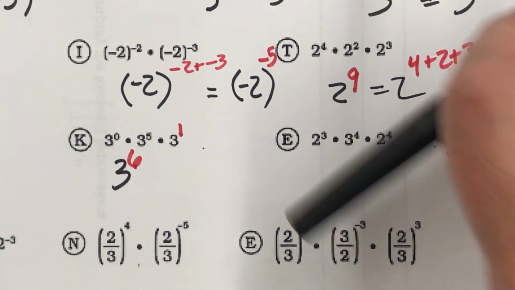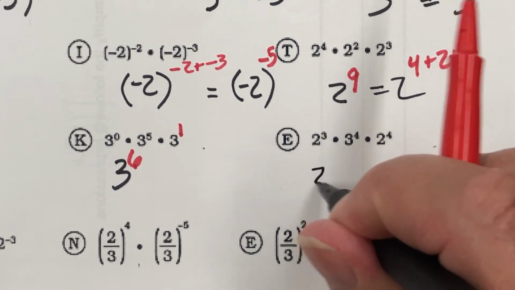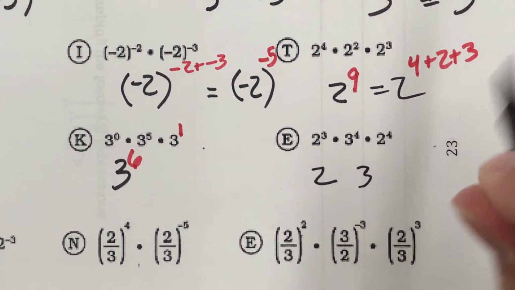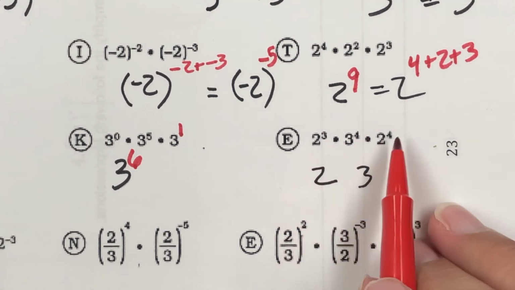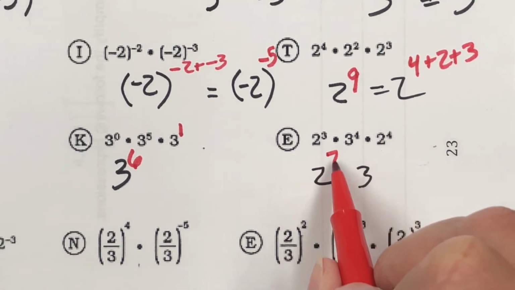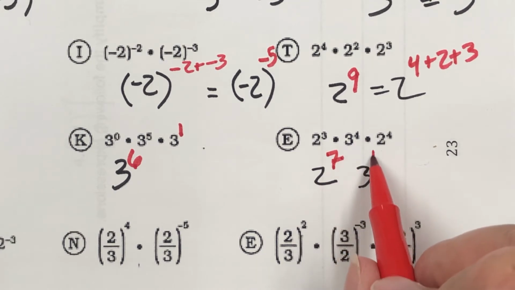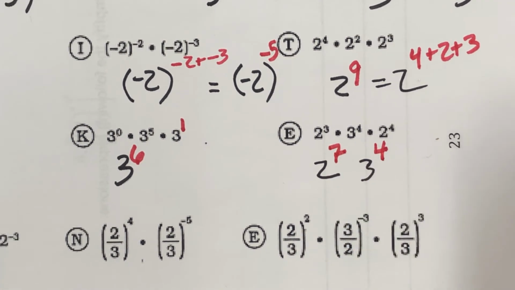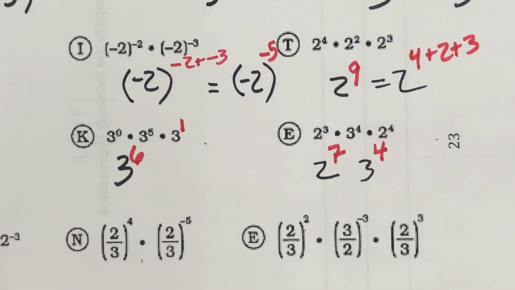This has 2 separate bases. I have a base of 2 and a base of 3. 3 plus 4, 2 to the 7th. And that one stays 3 to the 4th power. You cannot combine those bases. They are not alike. So there's going to be 2 different bases there. And that is letter E, the third box.